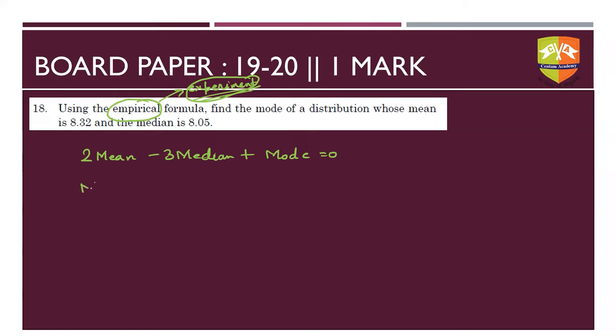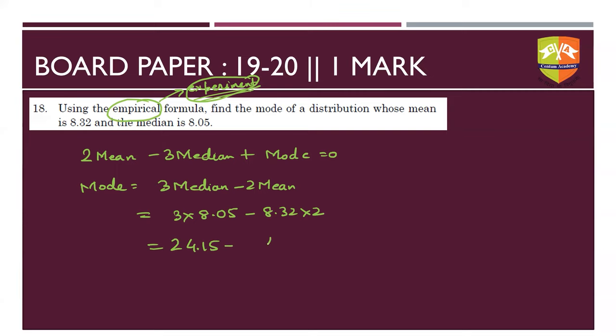So what is mode, guys? Mode will be simply 3 times median minus 2 times mean. So 3 times median: median is 8.05, so 3 into 8.05 minus 8.32 into 2. So 24.15 minus 16.64.